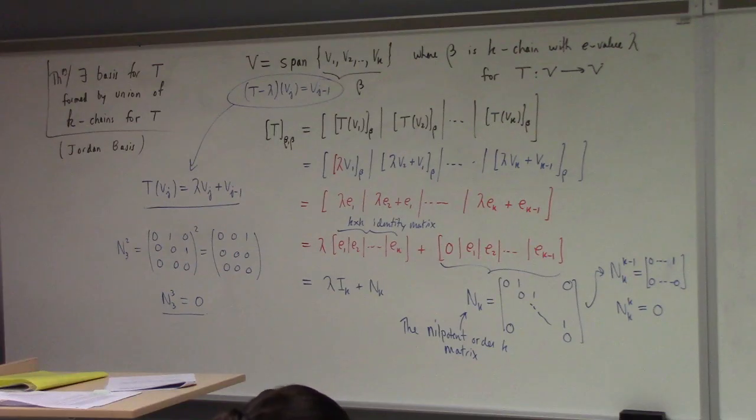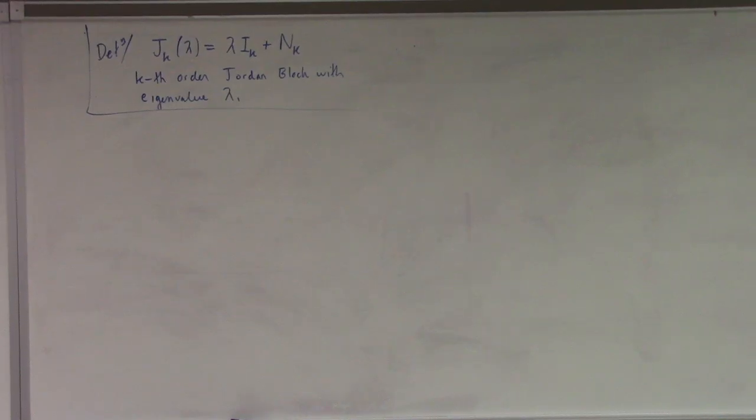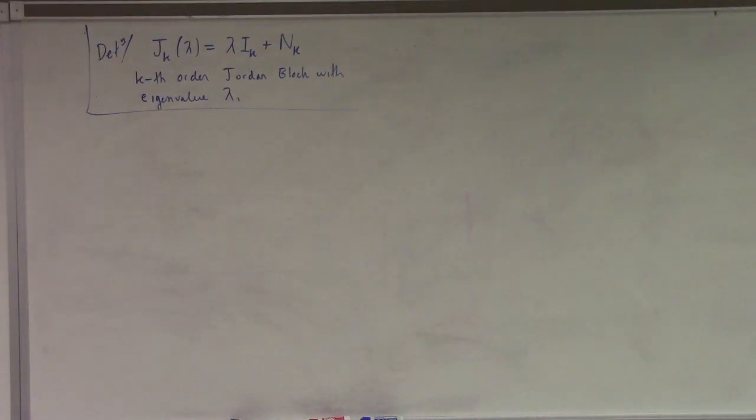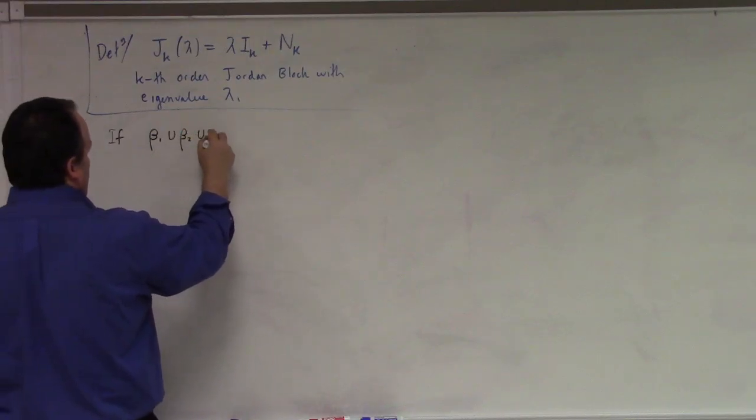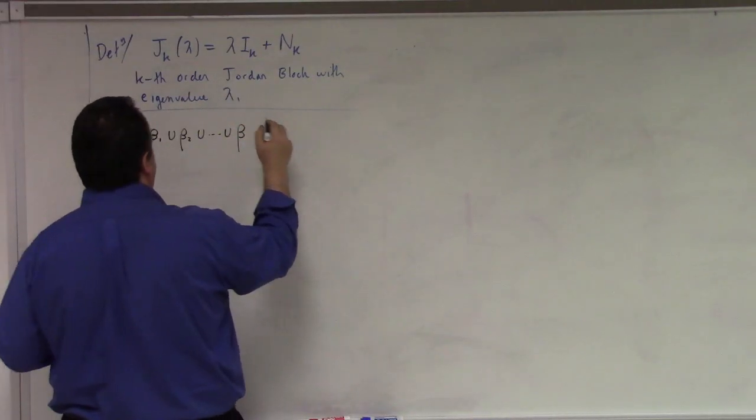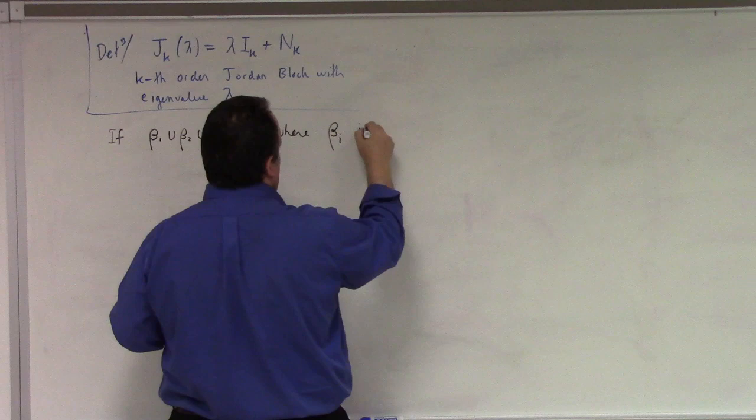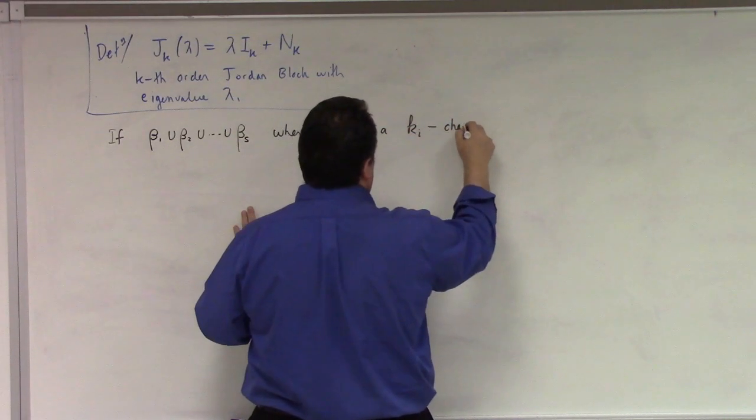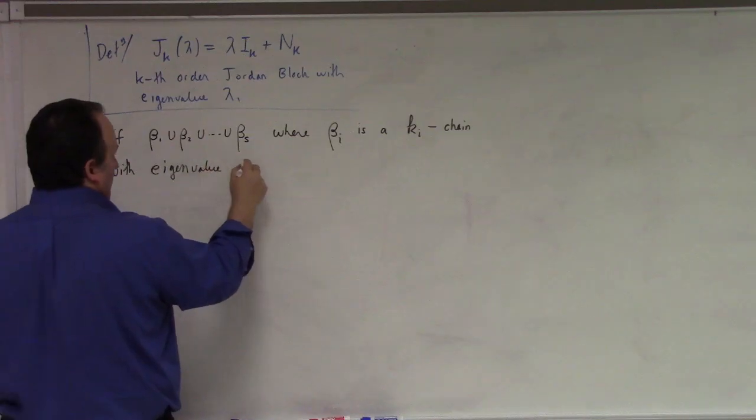Now, what I'm telling you, and I have certainly not proved it, nor will I, the proof is in chapter 7 of the textbook, is that if your matrix has a characteristic polynomial which splits, if you have all the eigenvalues in the field, then if beta 1 union beta 2 union, let me say, beta s, where beta sub i is a k_i chain with eigenvalue lambda sub i.